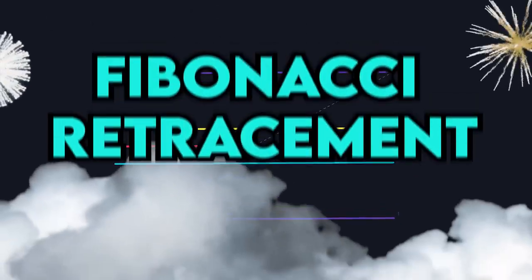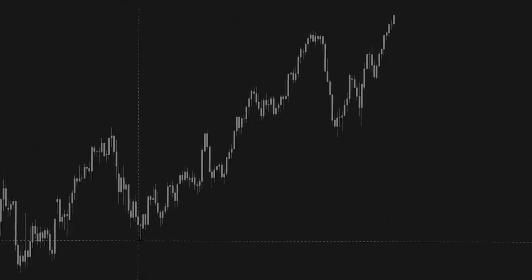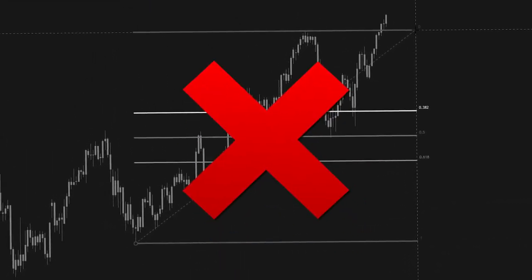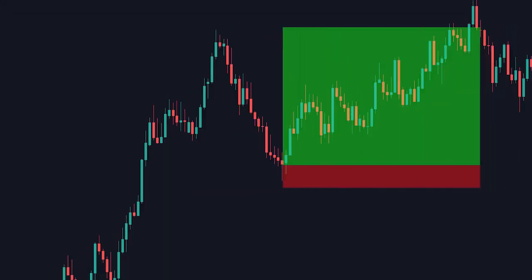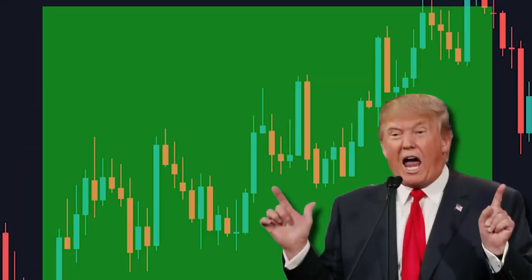This is the Fibonacci Retracement tool. Yeah, you probably have heard of it. And unfortunately, most traders use the Fibonacci tool completely wrong. I'm gonna show you how to use it correctly and give you an amazing strategy using it. This strategy will give you sniper entries with tight stop losses and huge take profits.